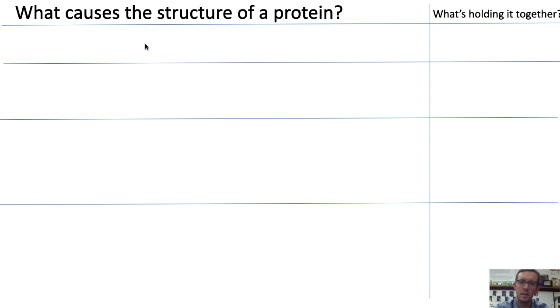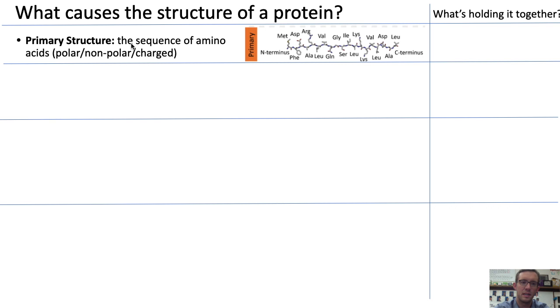If you have ever seen a protein, you'll know it's a really complicated, complex structure. You've already learned a little bit about what causes that structure. The base of every protein is its primary structure, which is the sequence of amino acids that join it together. So it's a really long strand of amino acids. Some are polar, some are nonpolar, and some are charged, joined together by covalent peptide bonds that form during dehydration synthesis.